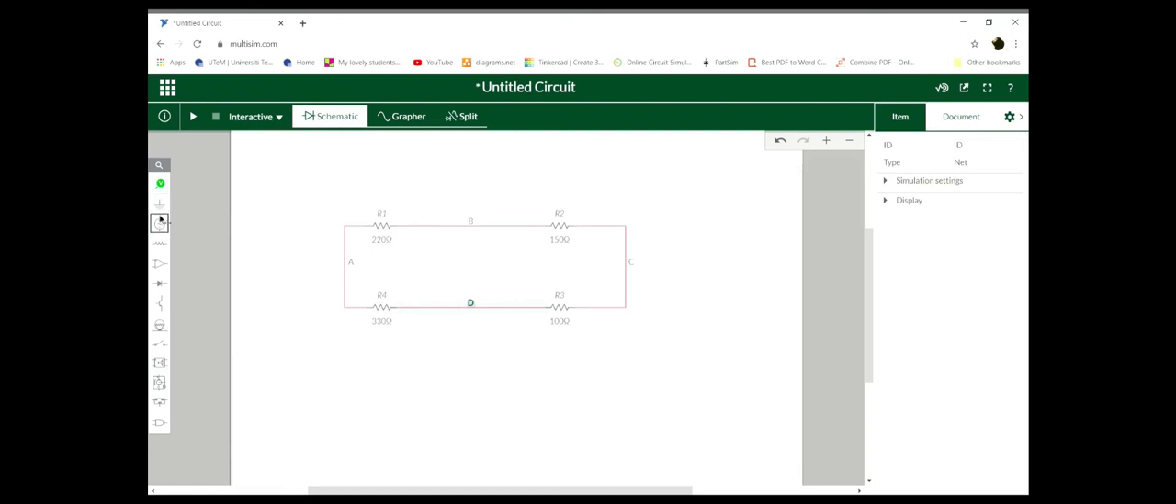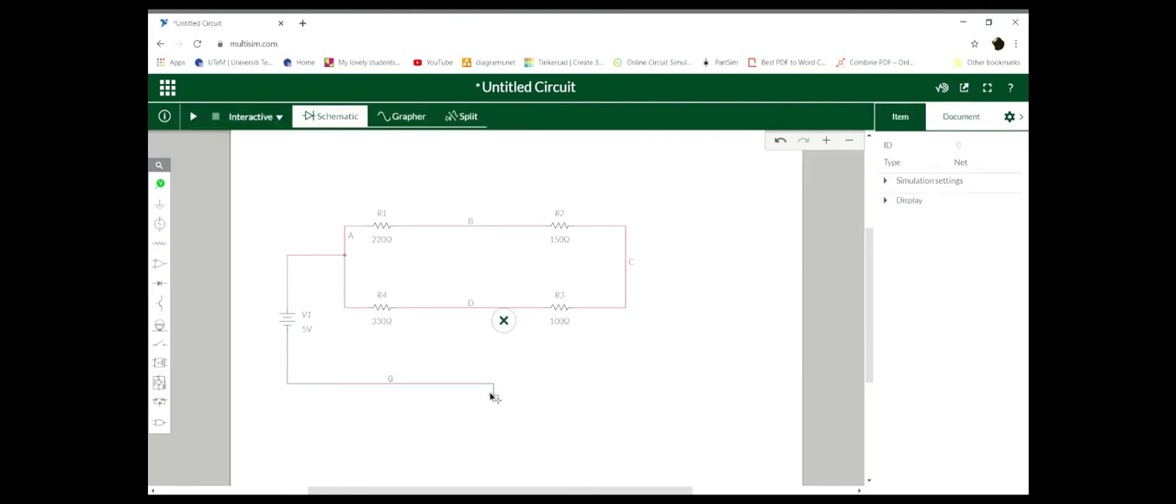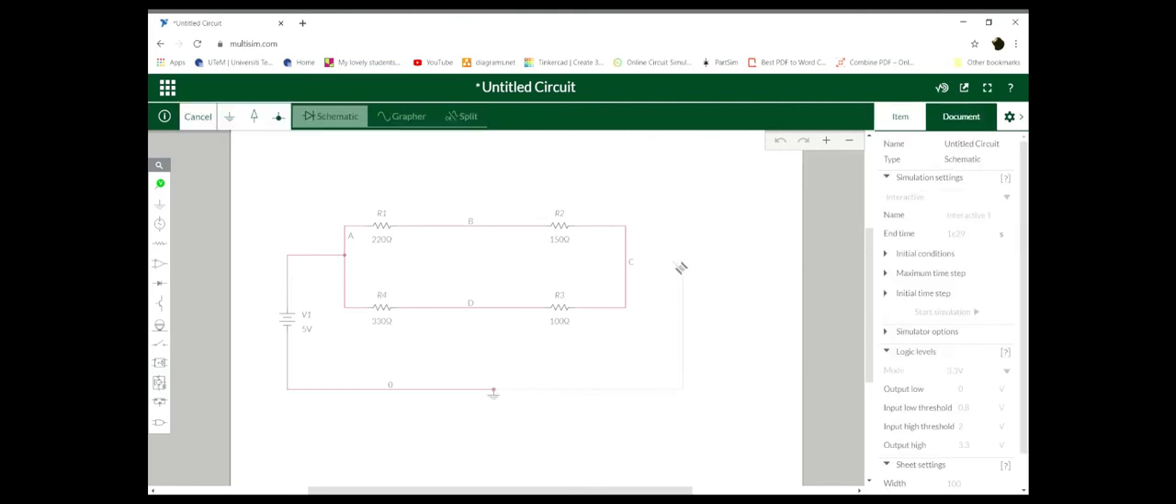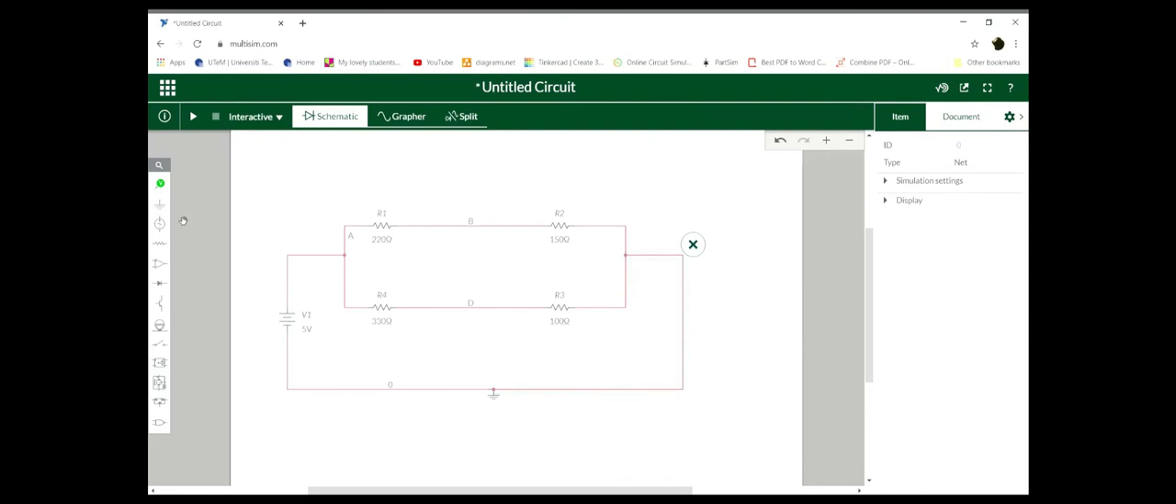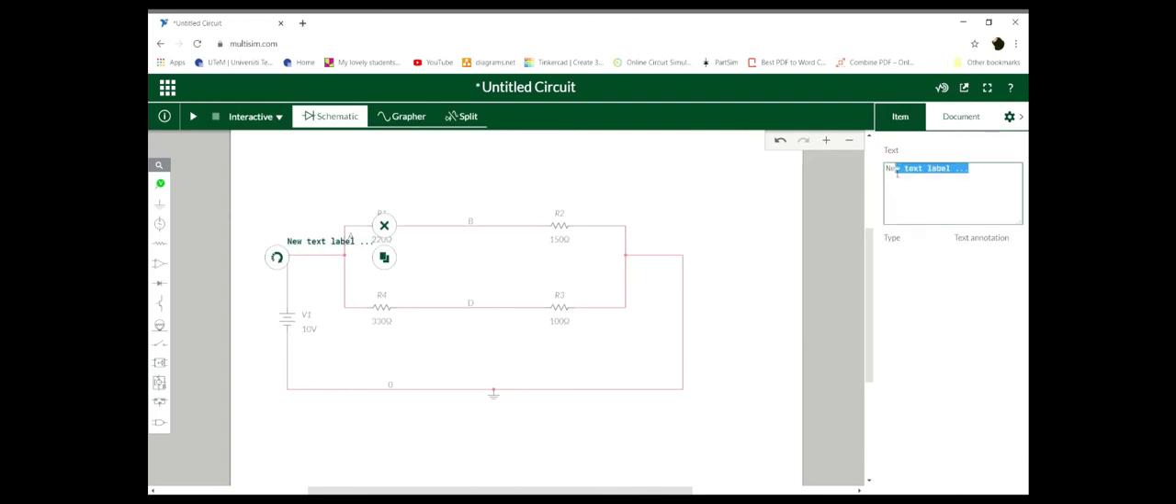Then we take the ground and the DC voltage. We use the DC voltage in this circuit. Then we connect the wires. Then we change the value of voltage to 10 volt. Next, we choose the text tool for making labels on the circuit, to make it easier when we take measurements later, and we will then exchange the value of the measurement.